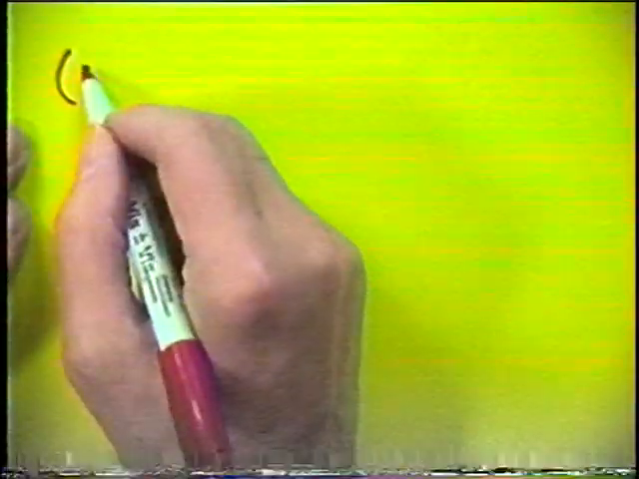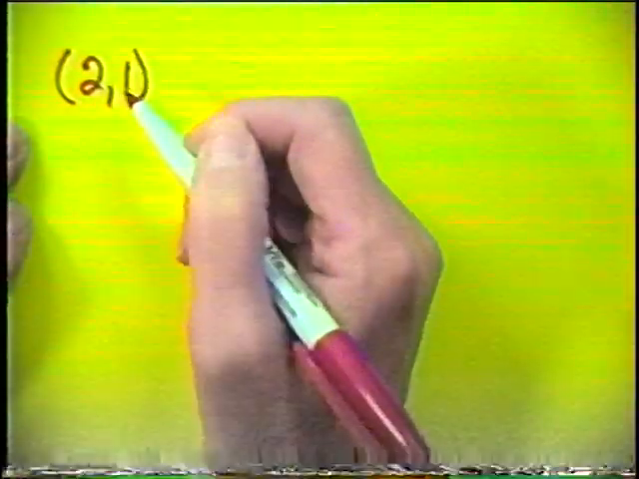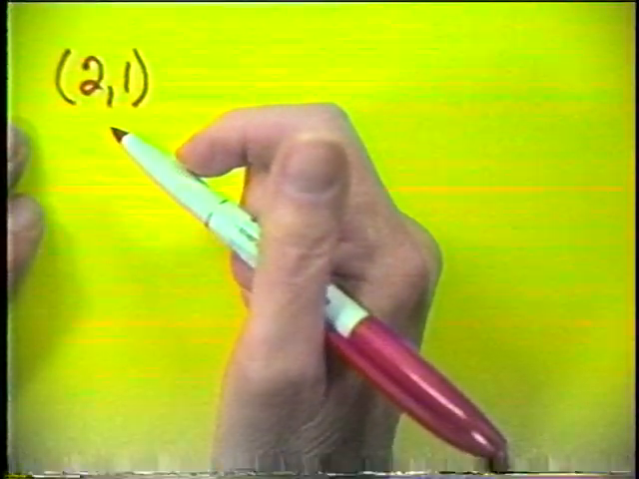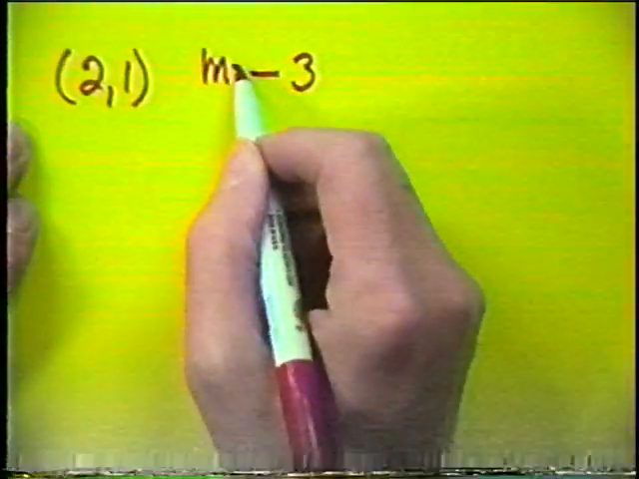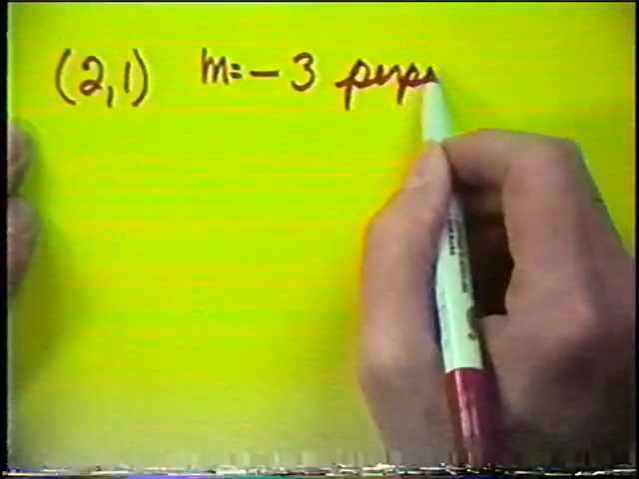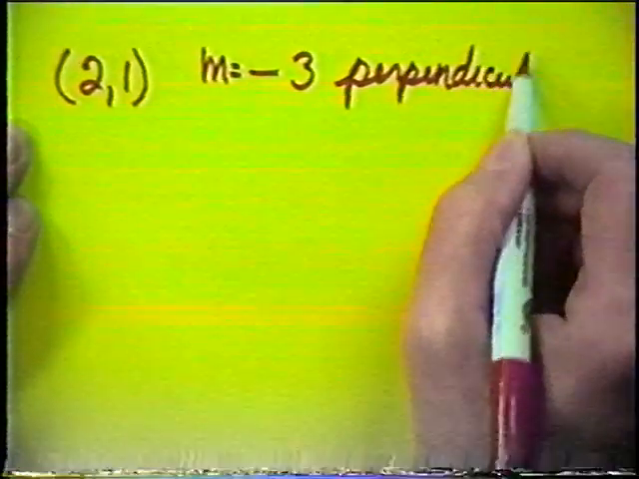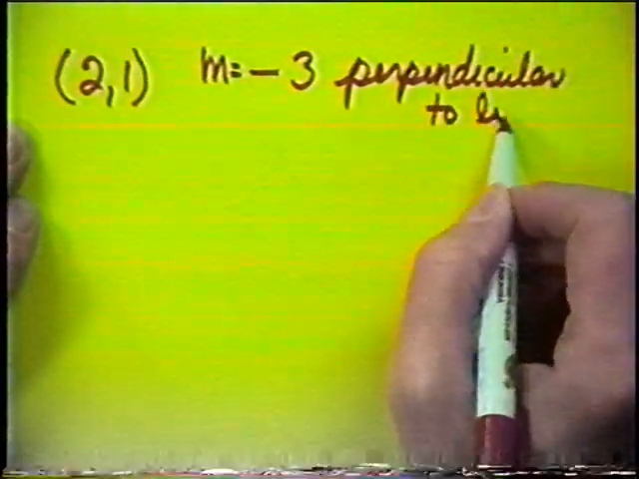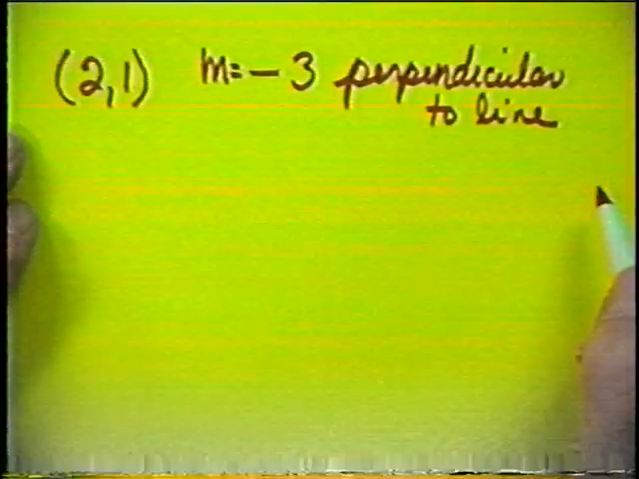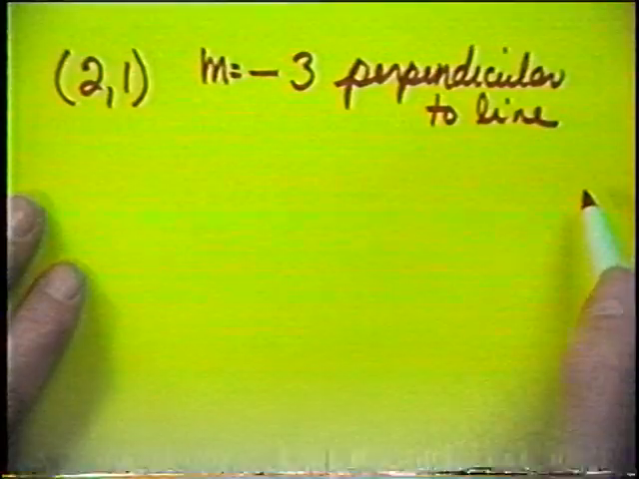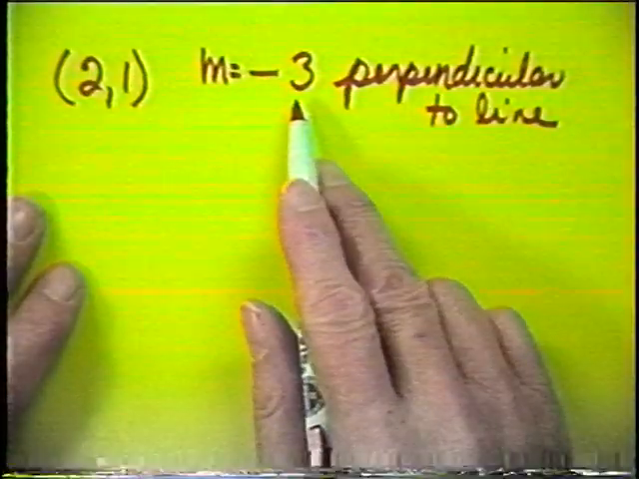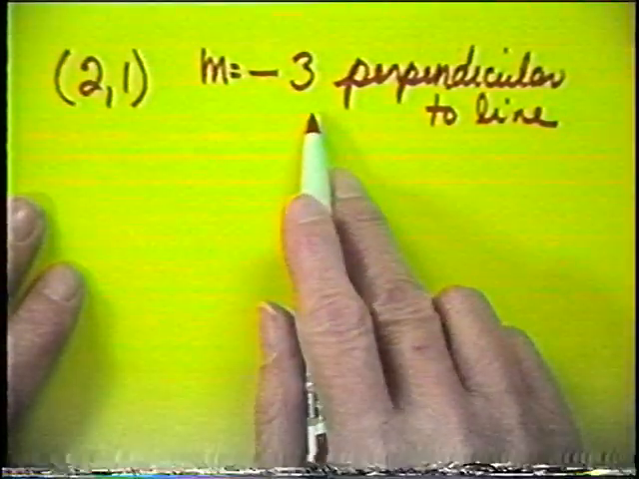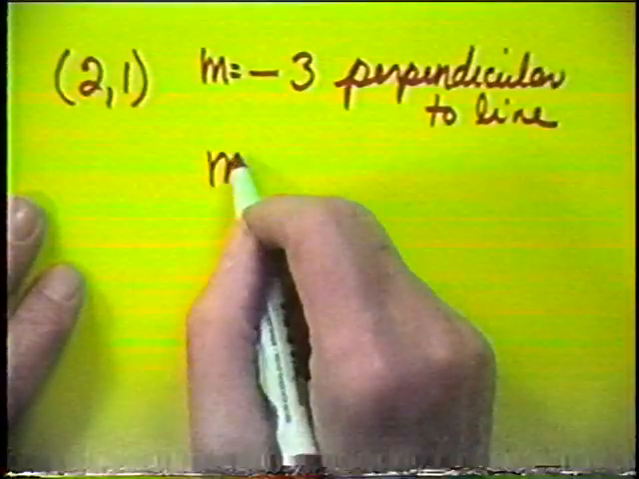Okay, 58 says passes through 2, 1, and perpendicular to a line with the slope of negative 3. So they want it perpendicular to that line, and you use that y minus y equation. The first thing we have to do is figure out the slope of a line that's going to be perpendicular to this line. If this line has this slope, in order for it to be perpendicular, the slope's going to have to be what?